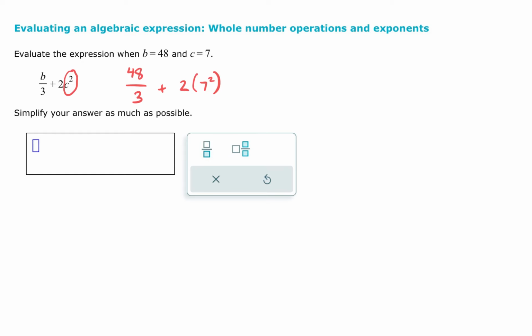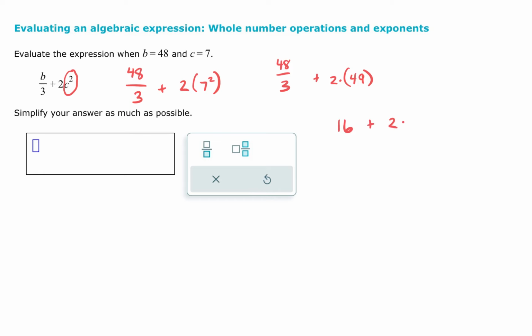So going by order of operations, I'm going to do 7 squared first, which is 49. Still going to put that in parentheses times the 2 there. I can put a multiplication sign in between. Then I'm going to write my 48 over 3. So now going from left to right, 48 over 3 means 48 divided by 3. 48 divided by 3 is 16.